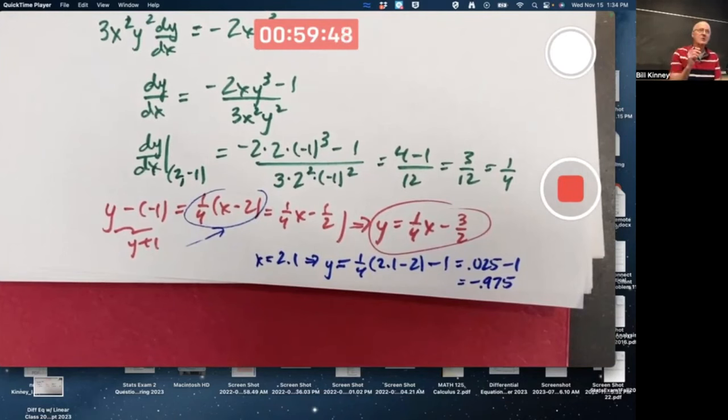X is a little bit bigger than 2. I've moved to the right a little bit. That slope is slightly positive. Y should be a bit bigger than -1. So assuming I haven't made any mistakes, which I'm not guaranteeing. Just the idea is what I'm trying to mostly get across here.